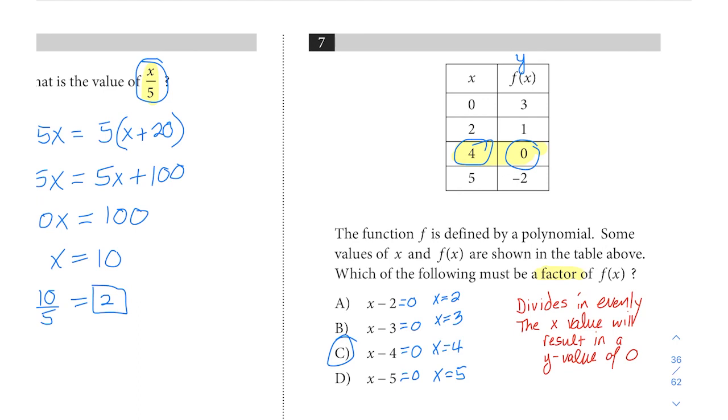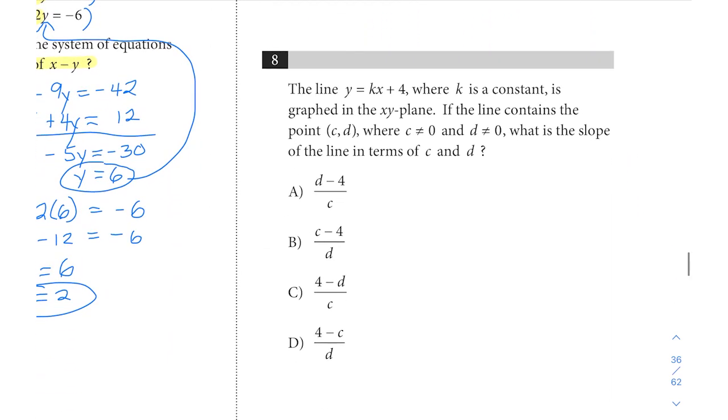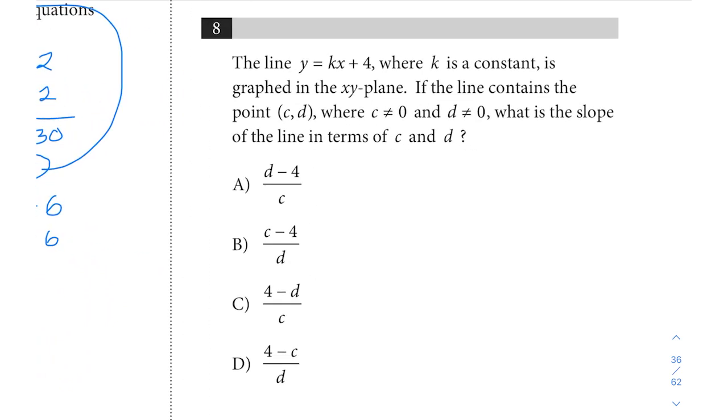This is really a question of terminology, and if we add that definition and understanding of what it means for something to be a factor of a polynomial to our toolbox, then this is a question we can get right, and get right very quickly under the time pressure of an SAT. Now let's take a look at question 8.